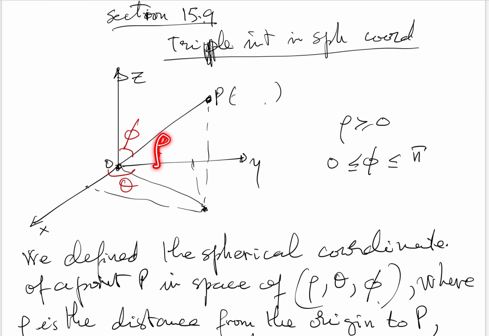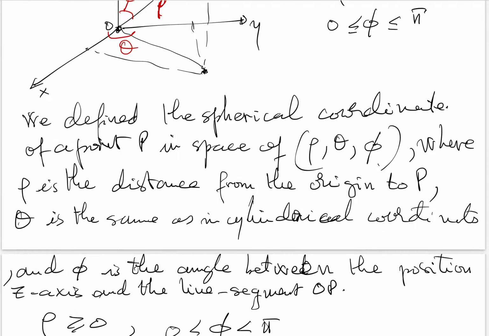Now, the angle from the z-axis to the position is called phi. Again, the angle from the z-axis to the position is called phi. The same thing applies for theta. You know theta already is the angle of the orthogonal projection of the position onto the xy plane, measured from the x-axis.